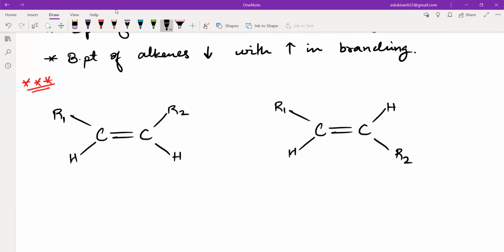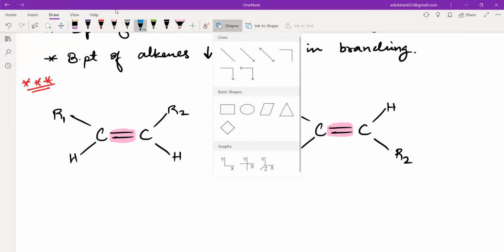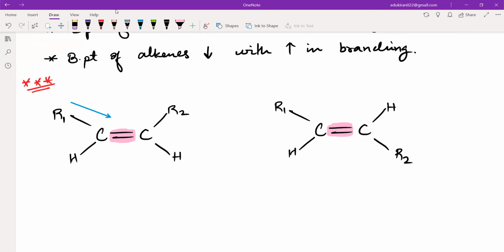Now, we know that boiling point is directly dependent on intermolecular forces of attraction. And we know that in alkenes, electron density is more at the pi bond. Yes or no? Agreed, all of you? That means the dipole moment will be something like this for the R groups. Yes or no, guys?